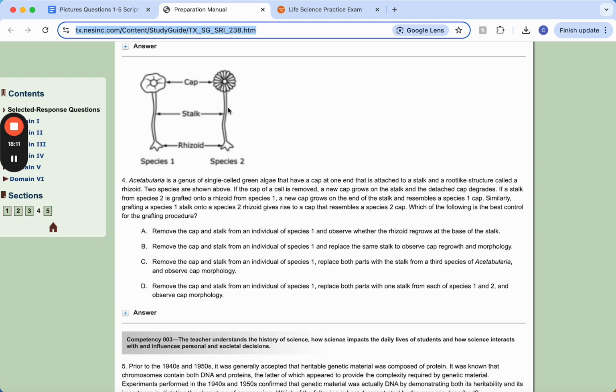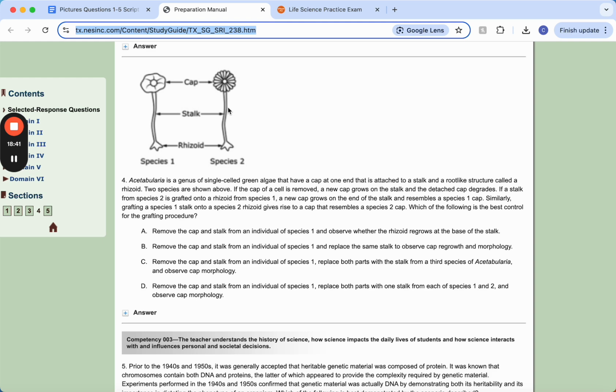If a stalk from species 2 is grafted onto species 1, a new cap grows at the end of the species that resembles species 1. Similarly, grafting a species 1 stalk onto a species 2 rhizoid gives rise to a cap that resembles the species 2 cap. Which of the following is the best control for the grafting procedure?